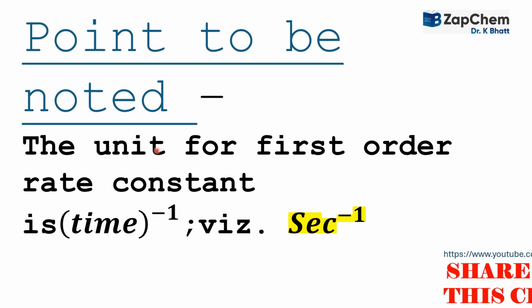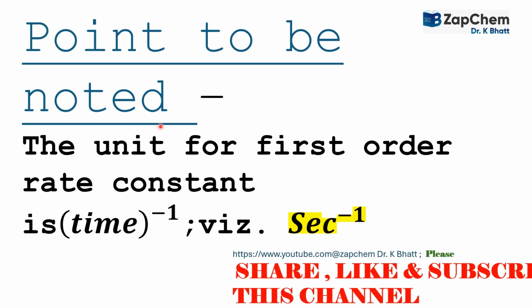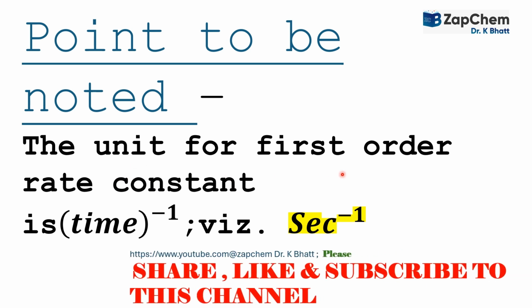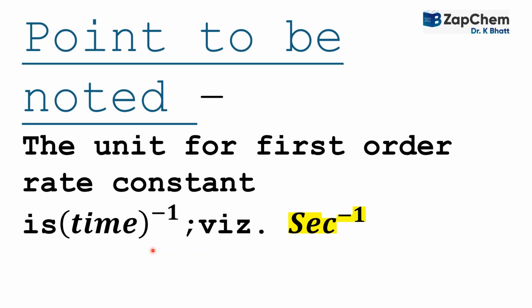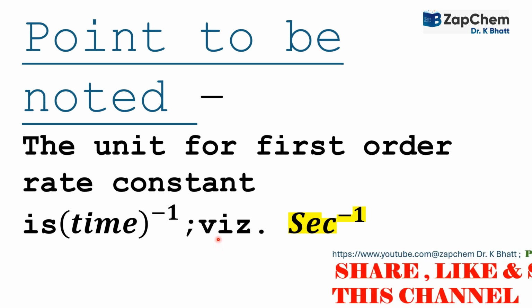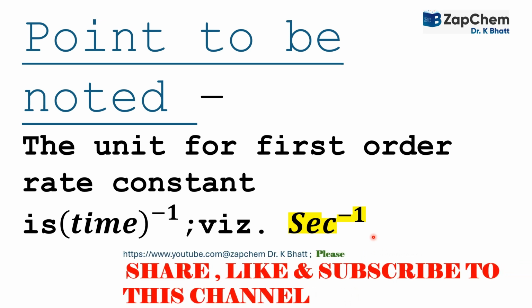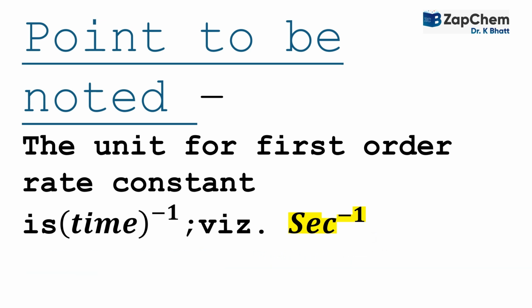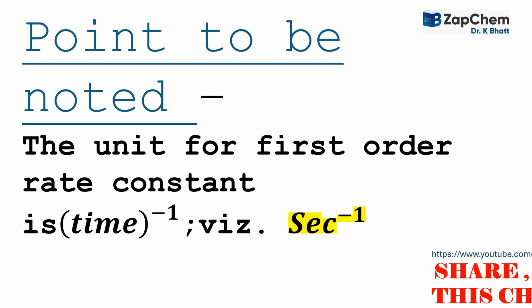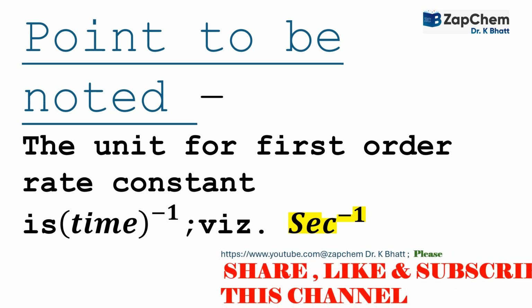Now, one point to be noted very carefully, and that is the unit for the first order rate constant is time inverse. For example, it may be second inverse, minute inverse, or it may be days or hours inverse also, depending upon the type and nature of the reaction.